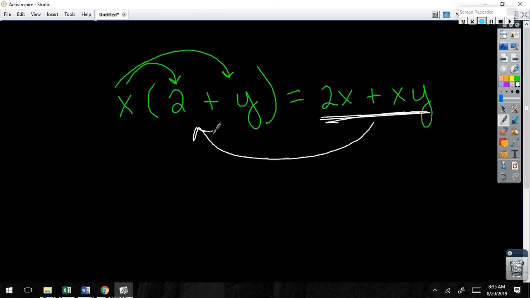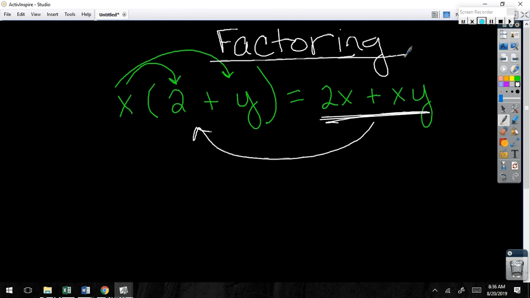If I started here and did this, what is that called? The backwards of distributing, or the backwards of multiplying, what is that called? It's a very simple form of it, but it starts with an F. It's the basis of Algebra 2. Algebra 2, you did a lot of factoring, okay? You mainly took quadratics and you broke them into two binomials, right? Hopefully everyone in here can do that. We're definitely going to spend a day reviewing that.